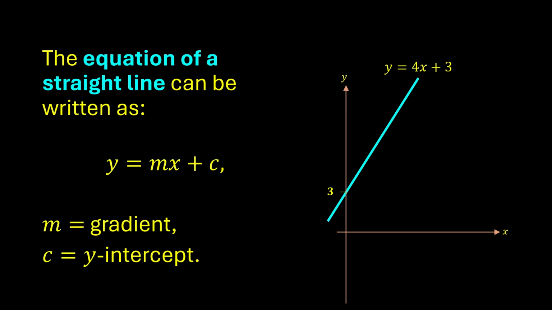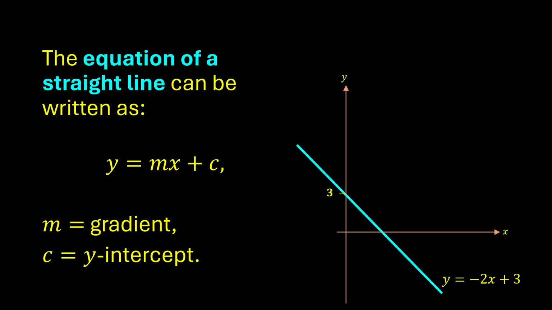Notice that the line becomes steeper when the gradient is larger. So y equals 4x plus 3 is now steeper than the previous line, but it cuts the y-axis at c equals 3. What about y equals minus 2x plus 3? Notice how the line now slopes the other way, but because the intercept is c equals 3, the y-axis is again cut at c equals 3.